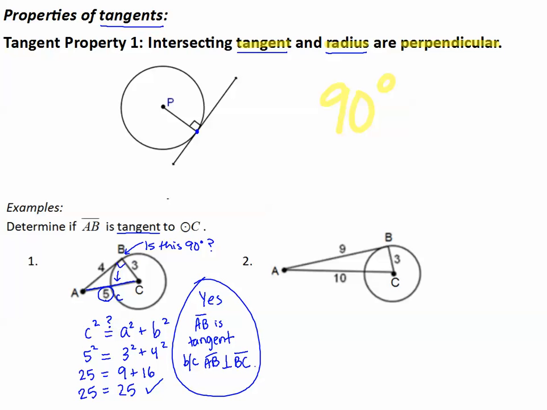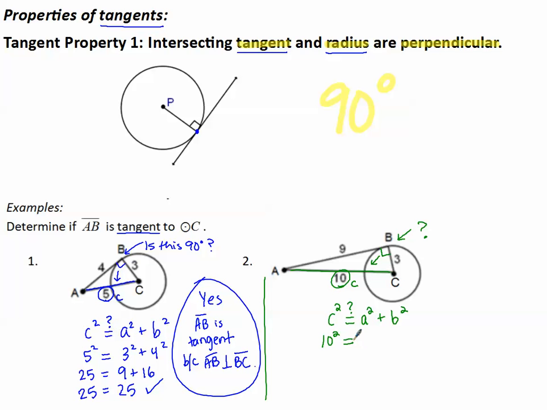How about the second one? Maybe you can try that on your own, pausing the video, come back and see how you did. So if this is going to be tangent, it should be perpendicular to the radius. That's our question. Is it perpendicular? How do we figure out if this is a right triangle? C squared equals, maybe, a squared plus b squared. Across from the right angle, or the side that's the biggest, that's our c.